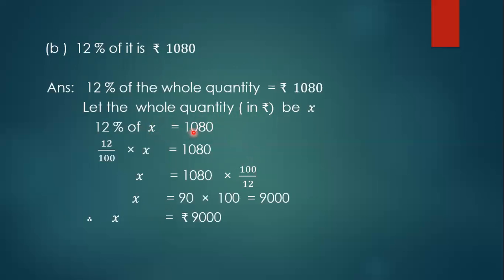12% of x is 1080. 12% we will write as a fraction. It is 12 upon 100. 12 upon 100 into x is 1080. As I have told in the previous question, x is equal to 1080 multiplied by the reciprocal of this number. 12 upon 100, reciprocal is 100 upon 12. Now, 108 is a multiple of 12, you know. 12 nines are 108. So that way I have cancelled here, and given the 0 also. So it will be 90. 90 into 100 is 9,000. Now in the last step we will give the unit symbol also. That is x is equal to 9,000 rupees.